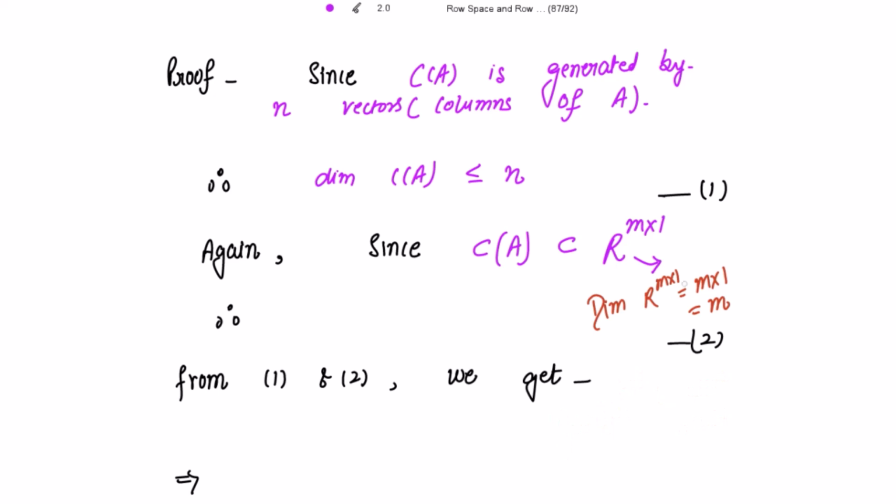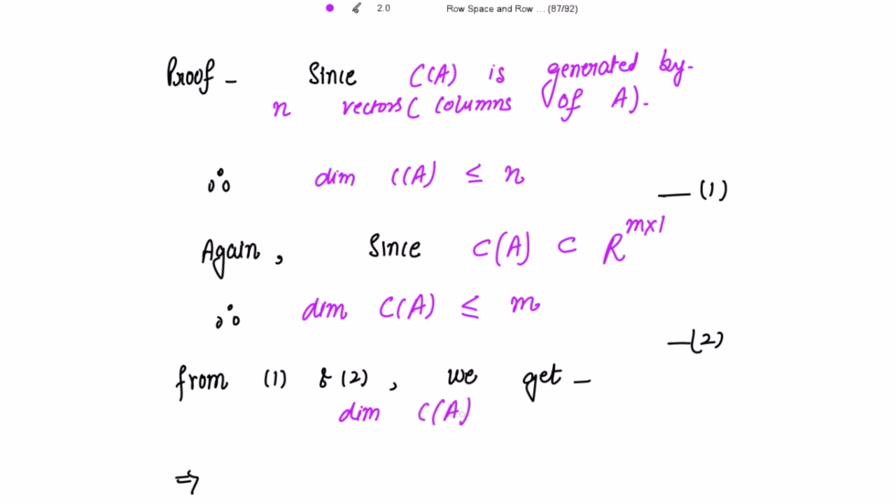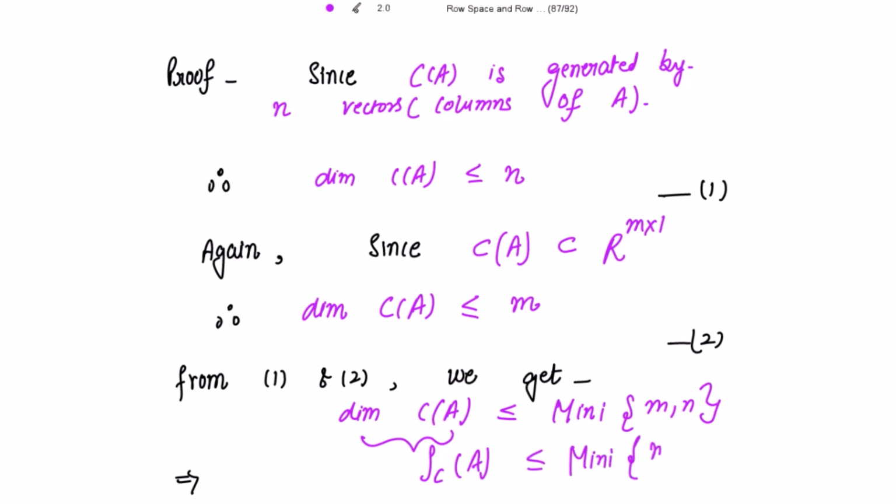So as the dimension of R m by 1 is m only, and because C(A) is a subspace of the R m by 1 vector space, the dimension of C(A) should be less than or equal to this m, right? So please mark this as 2. So from 1 and 2 we get the dimension of the column space of A is less than or equal to the minimum of m and n, right? And the dimension of the column space of A is nothing but the column rank of A. So the column rank of A is less than or equal to the minimum of m and n. Hence the result, right? Okay.